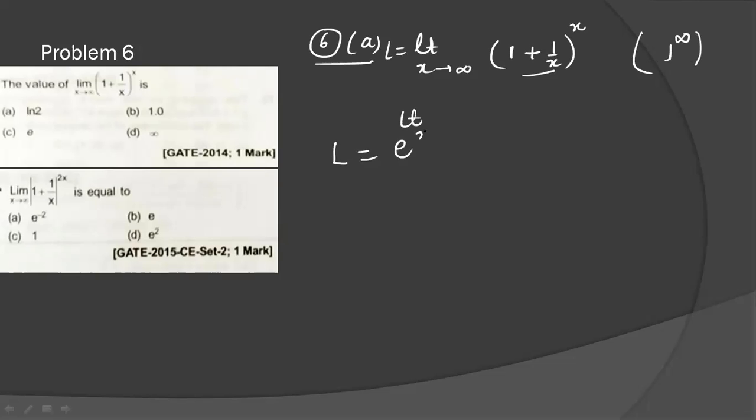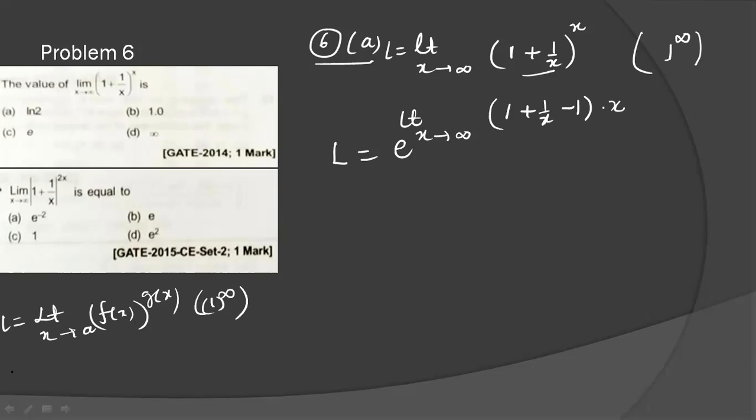It can be written as e to the power limit of (f(x) minus 1) into g(x). What is the shortcut form? Remember the article I told you: limit x tending to a of f(x) to the power g(x), if in the form of 1 to the power infinity, by taking log, you will get the limit equal to e to the power limit x tending to a of (f(x) minus 1) into g(x). And if you compare, f(x) is 1 plus 1 upon x and g(x) is x only.